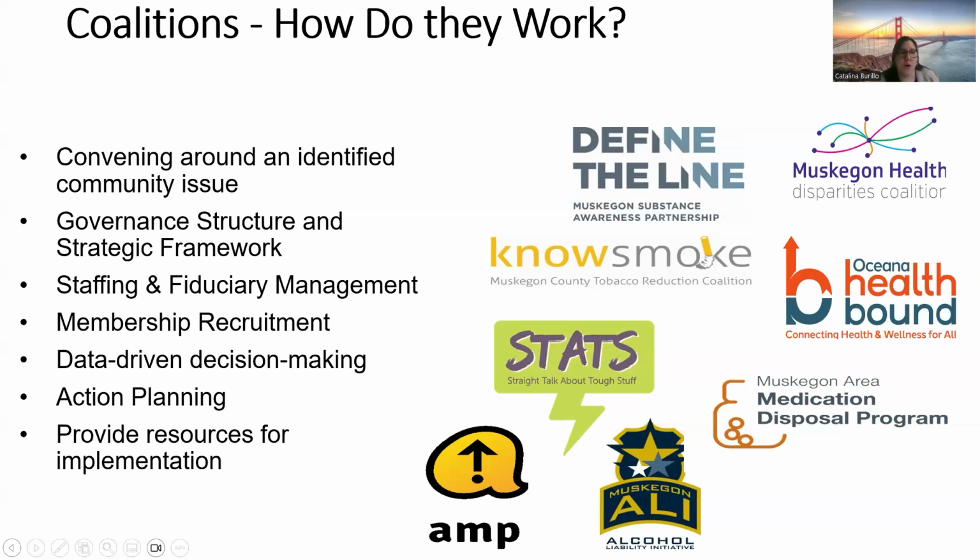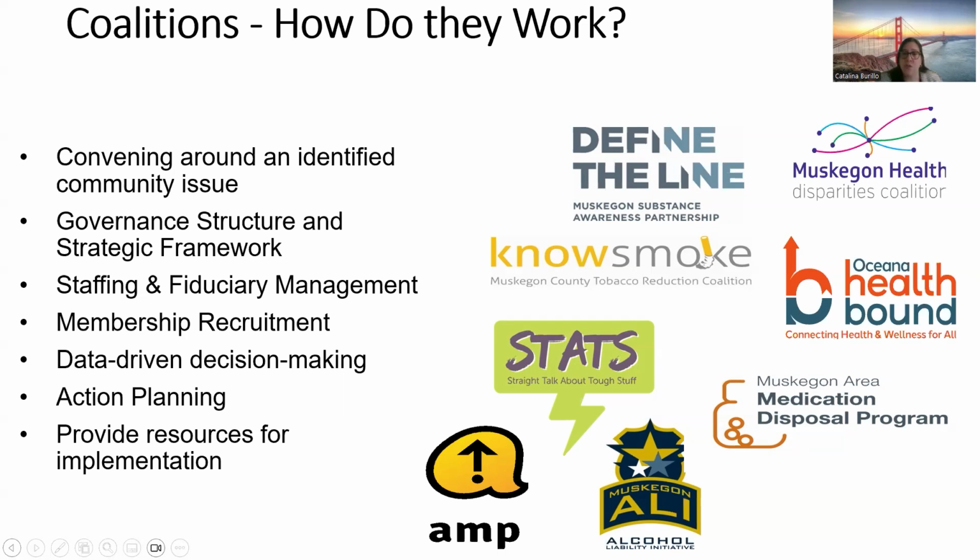So coalitions and the way they work, as we just mentioned, right? The first bullet, convening around an identified community issue. Then you have your governance structure and your strategic framework, which is what Corey was just talking to you about. Staffing and fiduciary management. That's, for example, where I come in. I'm a staff person who works on coalitions. And that could be anything from communication and organizing and sending out emails and correspondence, posting on social media or working on newsletters, to fiduciary management, so budgets. Coalitions also require membership recruitment. And of course, data-driven decision-making is also a priority for our coalitions.